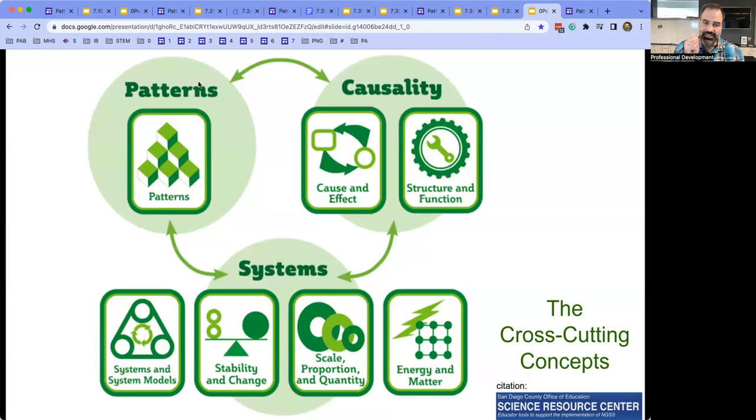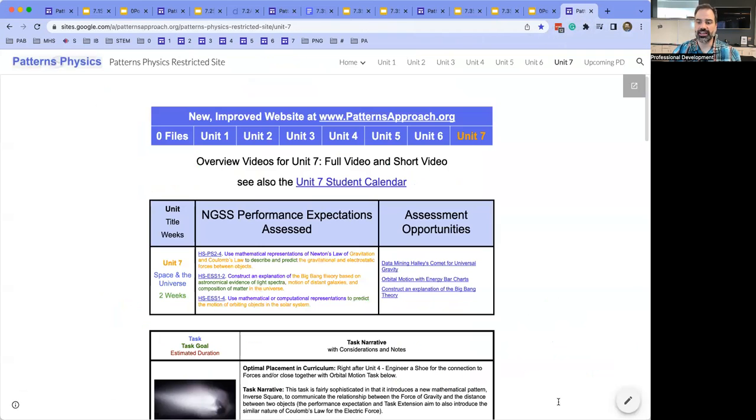One last thing is that all three of these activities are such good fertile ground for cultivating the cross-cutting concepts. We literally see all 7 cross-cutting concepts very clearly in this unit. So that's a great opportunity to take advantage of. All right, that is the short overview of Unit 7.